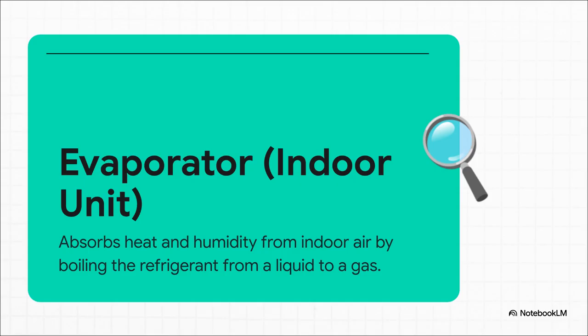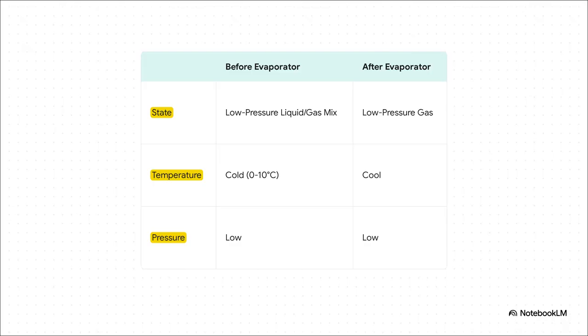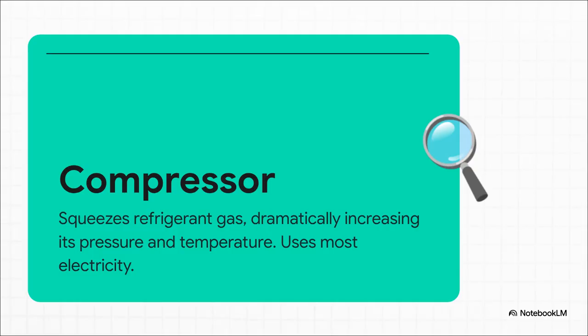It turns from a liquid to a gas, and in doing so, it just sucks up a ton of heat, and humidity, by the way, from your room's air. So you can see what's happening right here. Before the evaporator, it's a cold, low-pressure liquid and gas mix. After passing through and boiling, it's now a cool, low-pressure gas. The key thing is it's now carrying all that heat it just stole from your room. Mission accomplished, part 1.